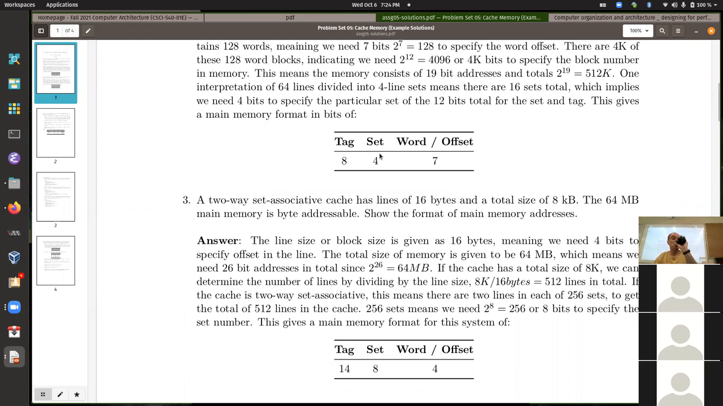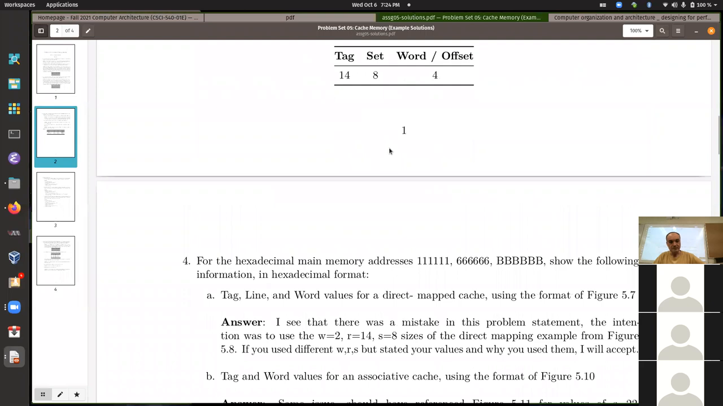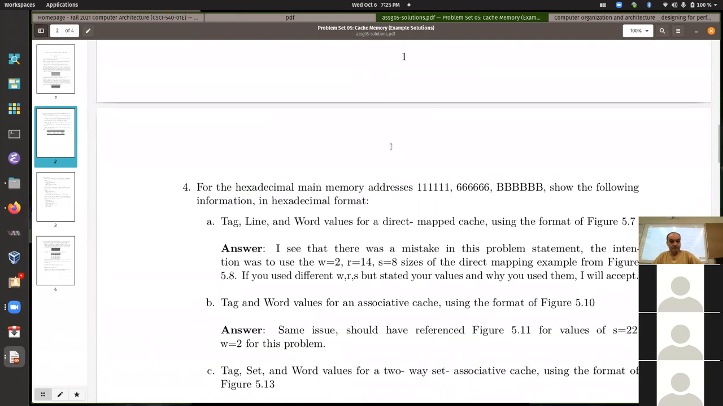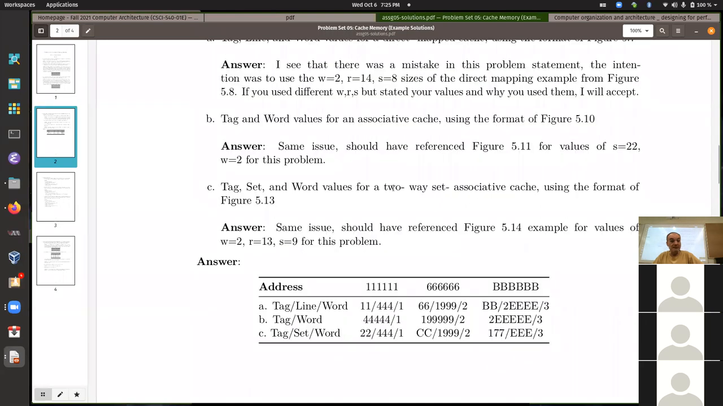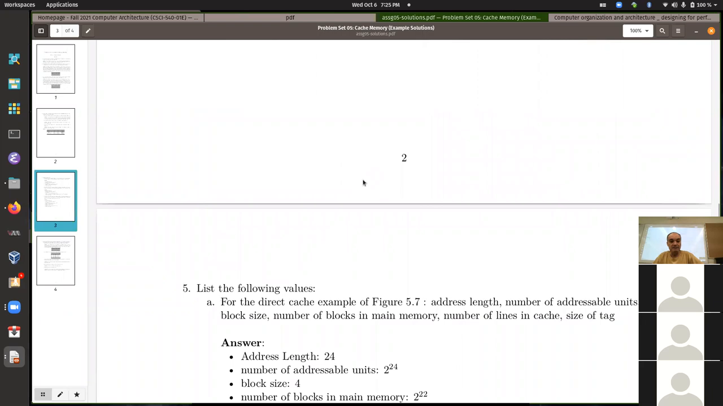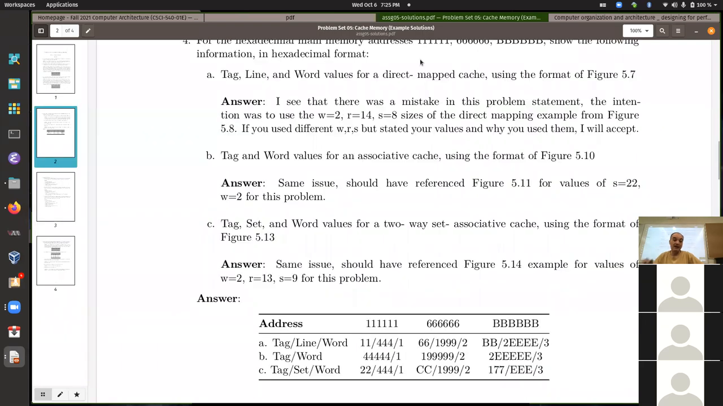I was expecting I was going to spend some more time on 4 and 5, but most people kind of had those. I might do one real quick just to make certain people are on the same page on this one.